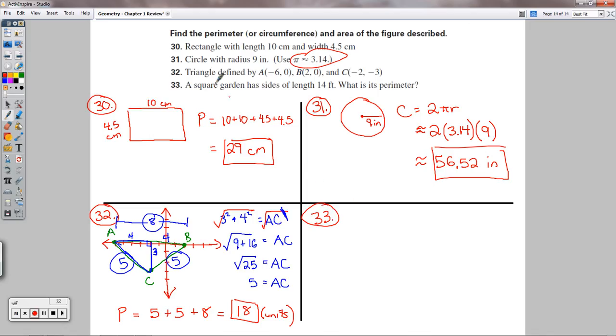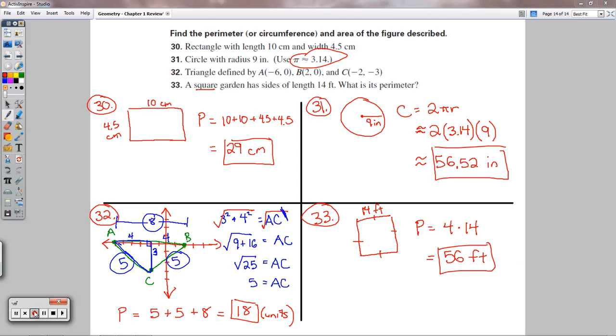33, the final problem. The final countdown. The square garden has sides of length 14. What is its perimeter? This is a much easier problem than the last one. The side lengths are 14 feet. Each one is 14 feet. We know they're all the same. The perimeter, since it's a square, would have to be 4 times 14. And 4 times 14, that is 56. So this would be 56 feet for number 33.